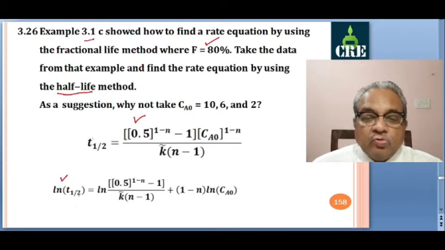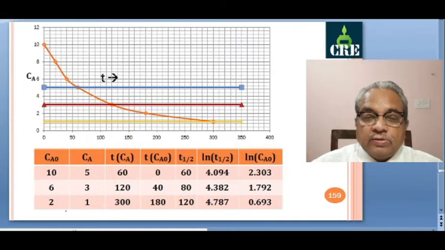So if I want to represent the data on a straight line, I will plot ln of t half as y and ln of CA0 as x, and we will get a straight line in y is equal to mx plus c form, where m gives the value of 1 minus n, that is the slope. From the slope you can easily find the order n, and the antilog of the intercept will give you this constant value. n is known, now only k is unknown, and you can find it easily.